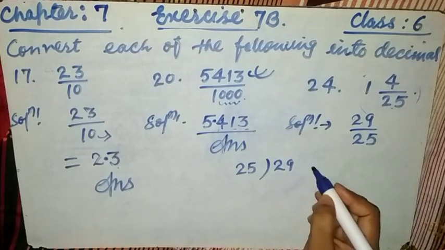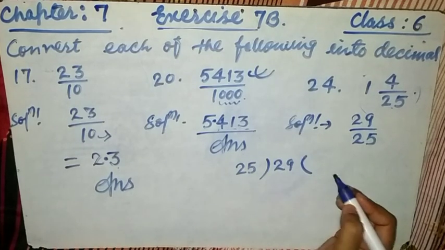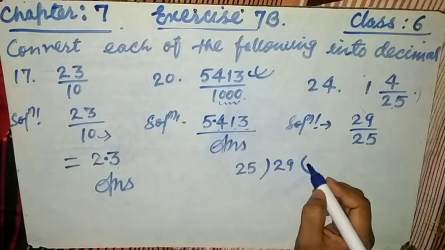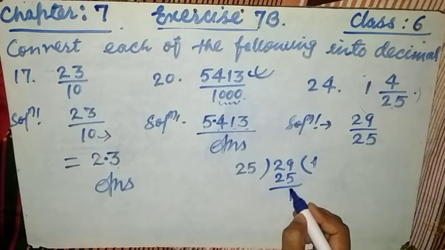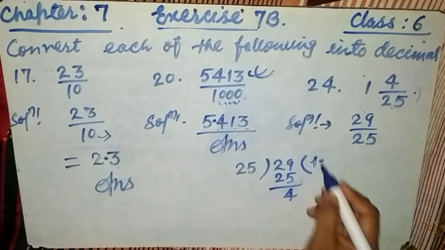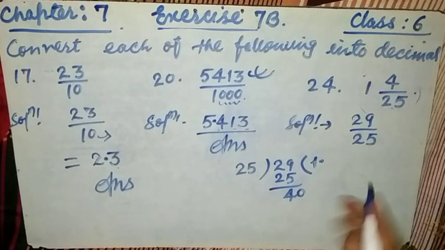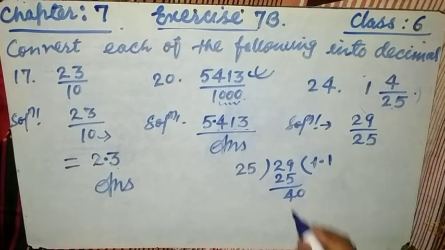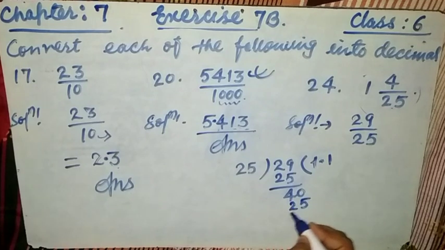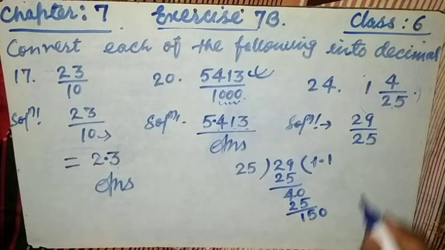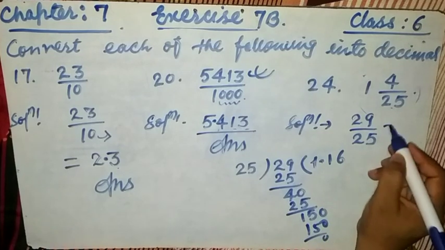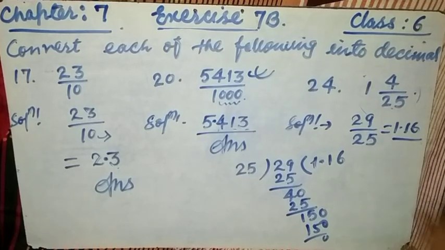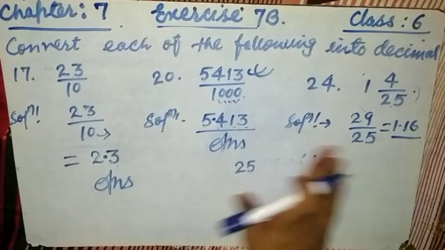Okay, in order to find the decimal value. Now this is 1 time 25, 1 25. Okay, here is the 4.0, and 25, 1 ja 1 25, this is 15, 0, how many times? 25, 6 ja. Okay, this could be written as 1.16. This is your answer, okay.